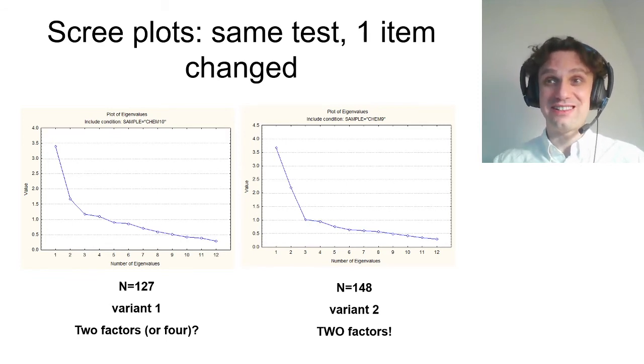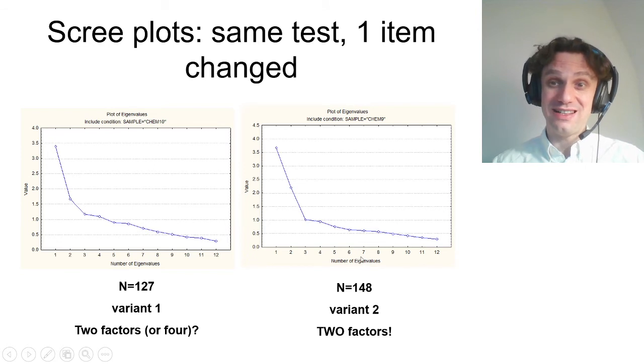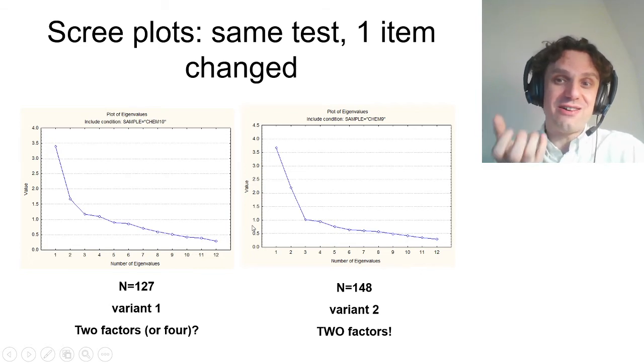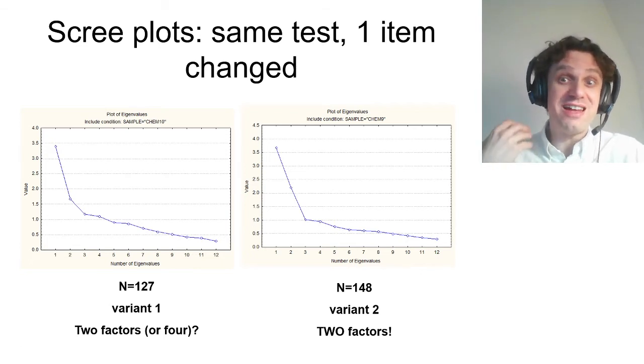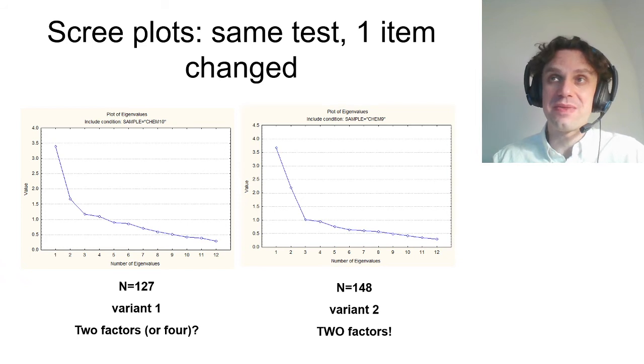What is a scree plot? Essentially, it's a type of diagram where on the horizontal axis we plot the number of components that we are extracting, the number of dimensions that we are extracting, and on the vertical axis we plot the eigenvalue, the weight of this dimension, which is proportional to the variance explained by this dimension.